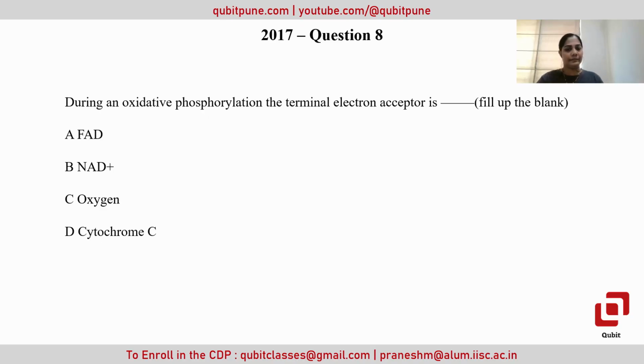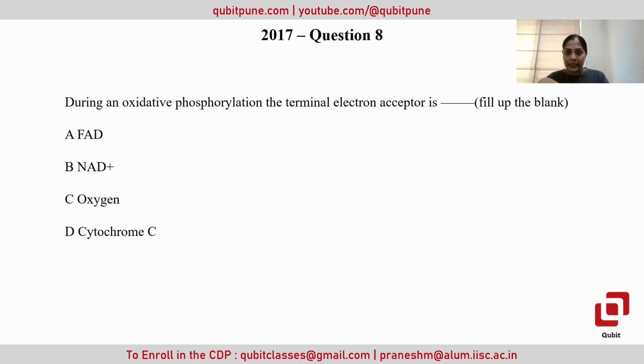Option B. Oxidative phosphorylation means we are talking about the electron transport chain during the respiratory process, so things are happening in the mitochondria. We are talking about the terminal electron acceptor. FAD and NAD plus are electron donors, or more precisely FADH2 and NADH, so A and B cannot be the answer.